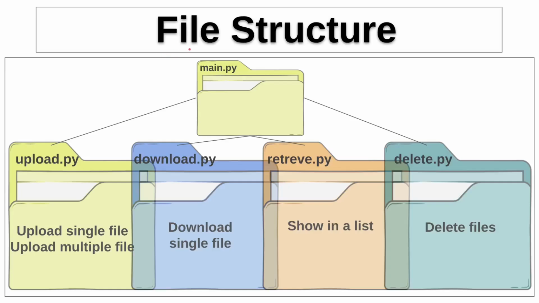Now let's understand the file structure. Here we have used 5 files. First of all, this upload.py file handles the single and multiple file upload. And this download.py file handles file download. And this retrieve.py file helps to show all the files in a list. And this delete.py file deletes files. And this main.py file connects everything together.